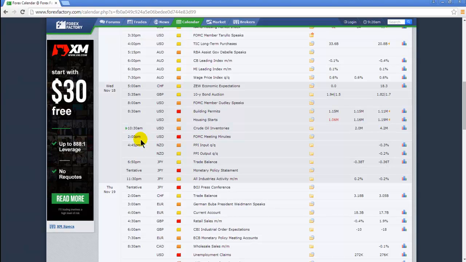This is due at 2 p.m. Eastern time. That's 7 p.m. London time. This economy news usually wipes out trading accounts for day traders because it's during the gap period after London is closed. And traders sometimes miss this economy news, the FOMC meeting minutes, very important, and you will see a quite volatile candlestick bar at 7 p.m. London time, 2 p.m. Eastern time. So be aware of this economy news on the 18th of November.